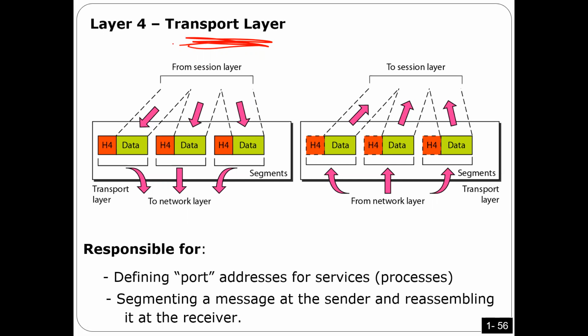Again, layers 1 to 4 are about connection, how to create a connection. Layers 5 to 7 mainly focus on the application itself. The transport layer is here. First of all, we define the port address. As I told you before, we use different types of addresses. We have MAC and IP, which I already explained. Now we have the port number as well.